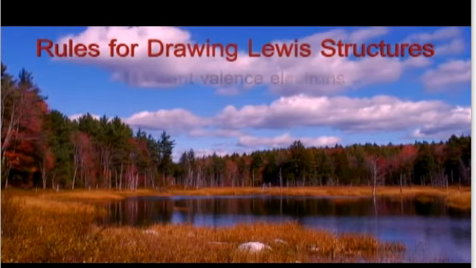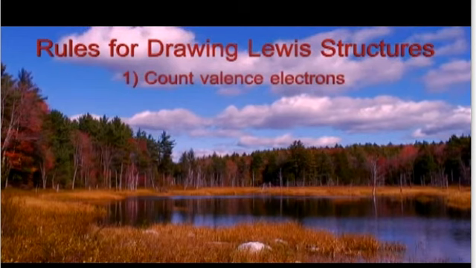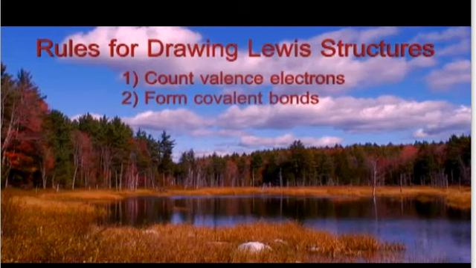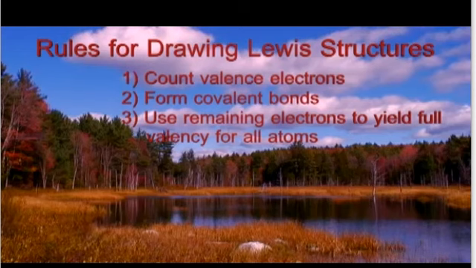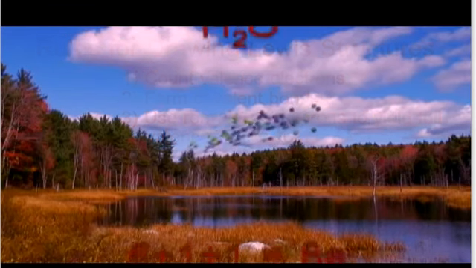Now, rules for drawing the Lewis structure. You must remember how many valence electrons are there in the outermost orbit. Count the valence electrons first of all. Second point, how many covalent bonds are formed between them, as you have seen, monovalent, divalent, trivalent. Then use the remaining electrons to yield full valency for all the atoms.